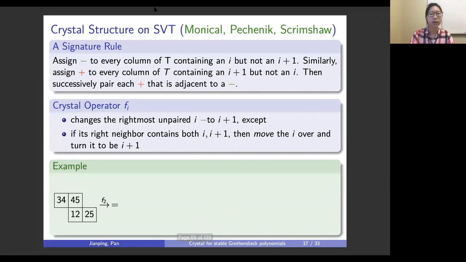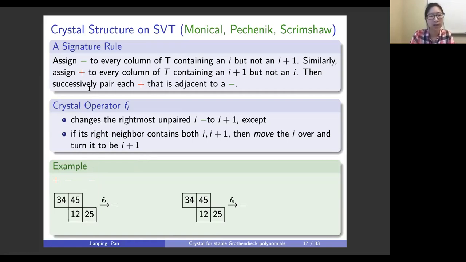First, signs are assigned. Here, say we are operating the crystal operator F2, so i equals 2. What we do is assign a minus to every column of the tableau containing an i but not an i plus 1, and a plus to every column containing an i plus 1 but not an i. So I've put the plus for the 3, minus for this 2, and this minus is for this 2. So I put out my signs.